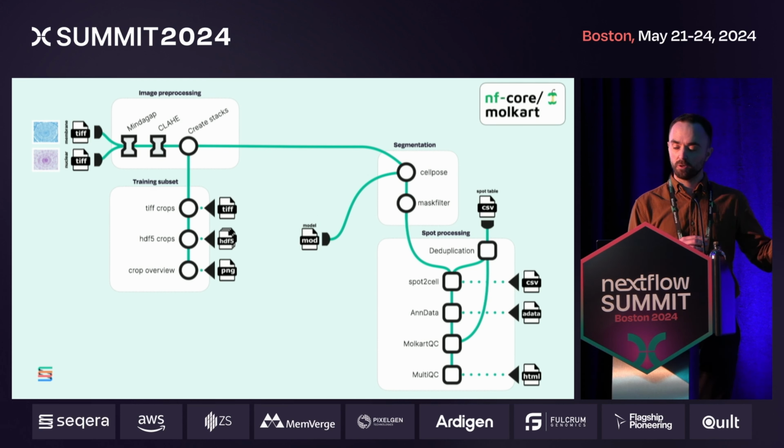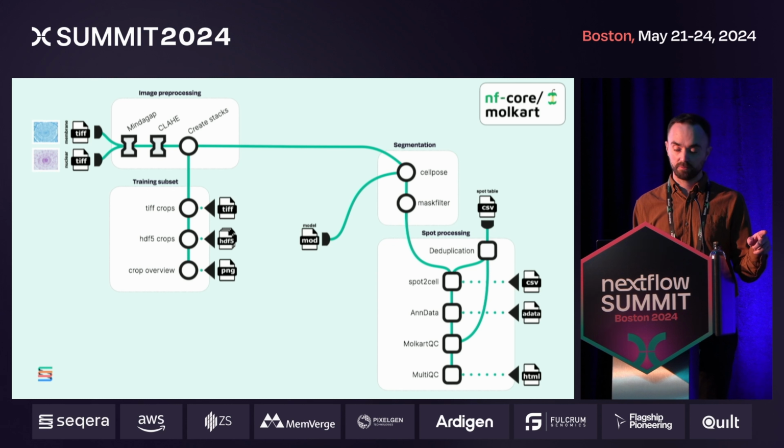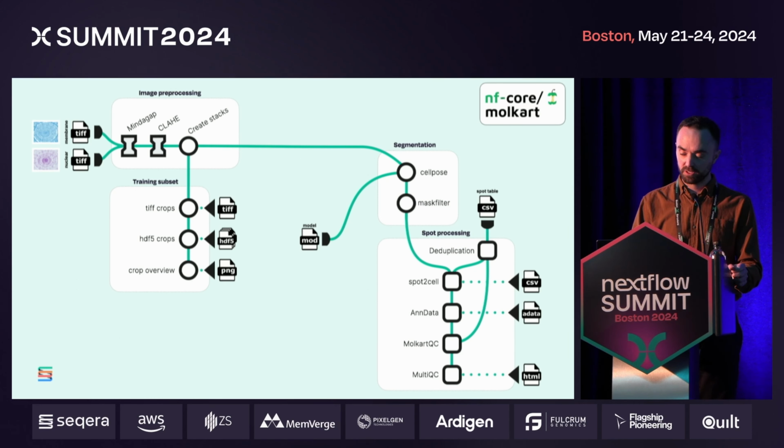These images flow through the pre-processing, then into segmentation with Cellpose and mask filter, before joining the transcript spots, where we do cell assignment and post-processing. But you'll notice that the Cellpose method there takes this custom model as input, and this model can be produced by training. The pipeline also conveniently has this training subset feature, or sub-workflow, and we're going to use that to subsample the original image to generate this training data.